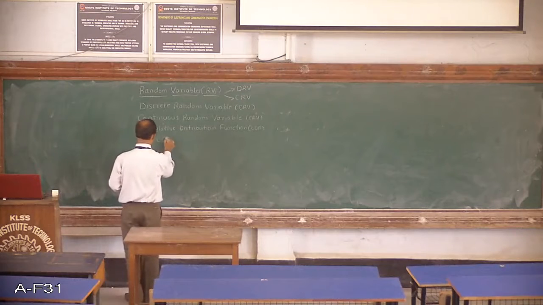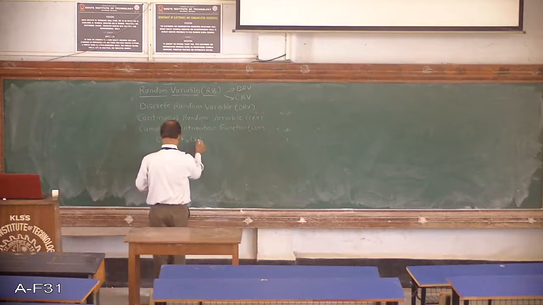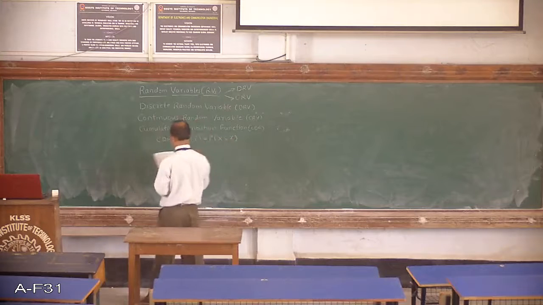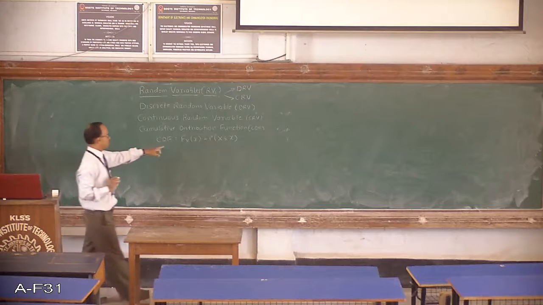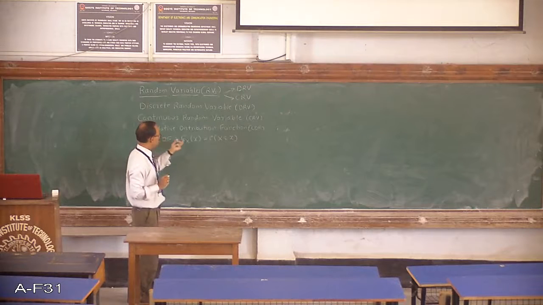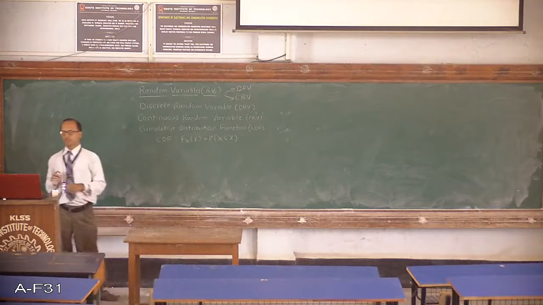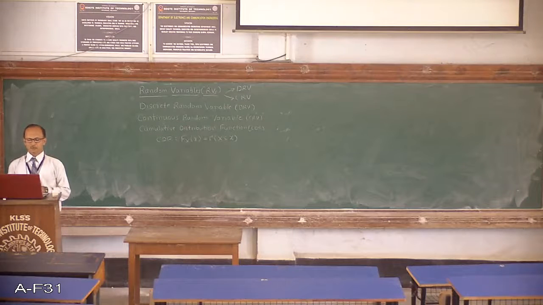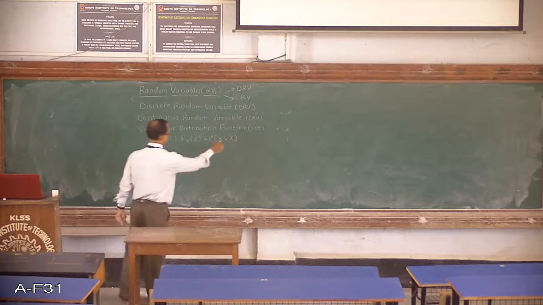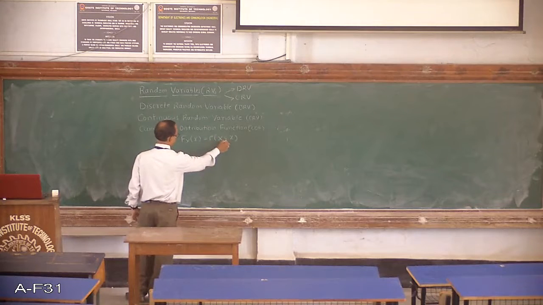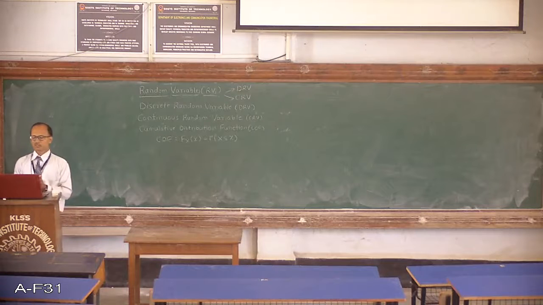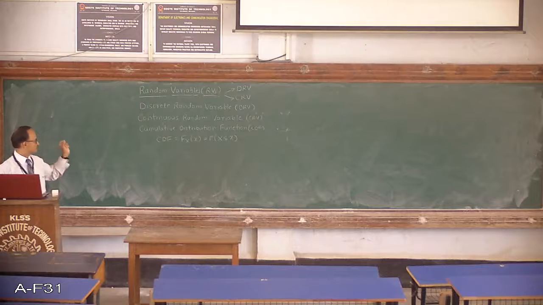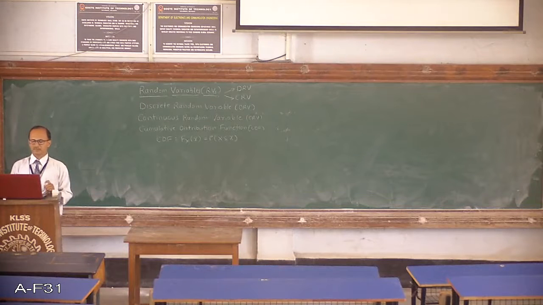Therefore, the CDF is defined as, it is represented as capital F subscript X of x, the cumulative distribution function of a random variable X for a dummy variable small x. That is the probability that the random variable X takes on a value which is less than or equal to small x. That probability itself is called cumulative. So this F_X(x) is called the CDF of a random variable X.